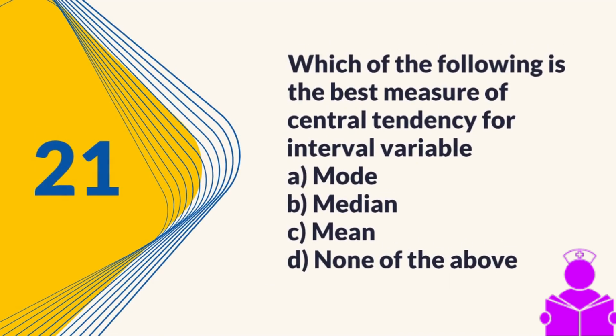21. Which of the following is the best measure of central tendency for interval variable? A. Mode, B. Median, C. Mean, D. None of the above.